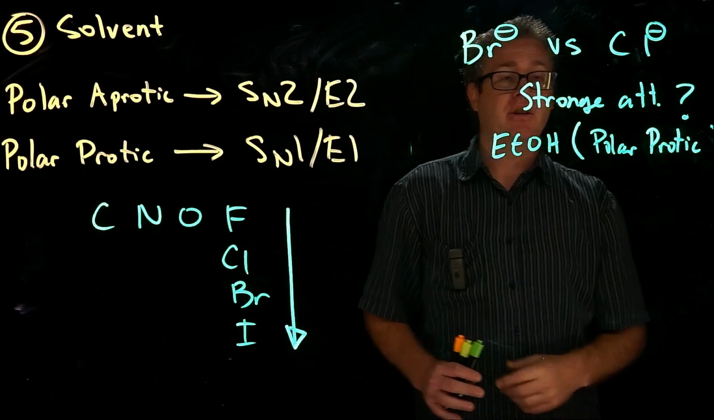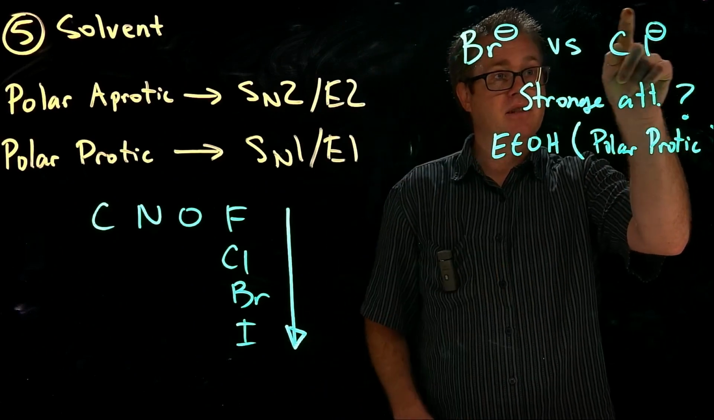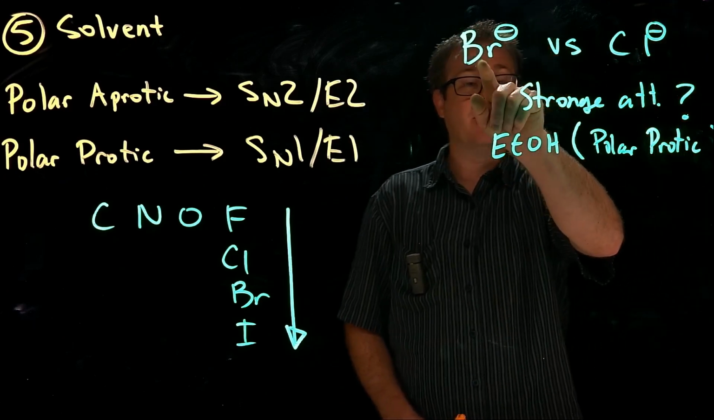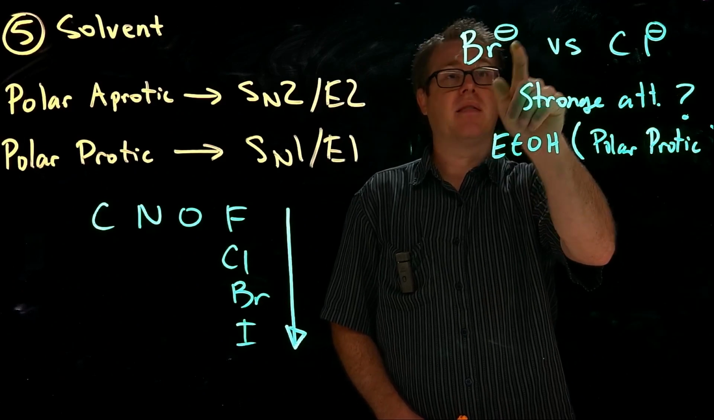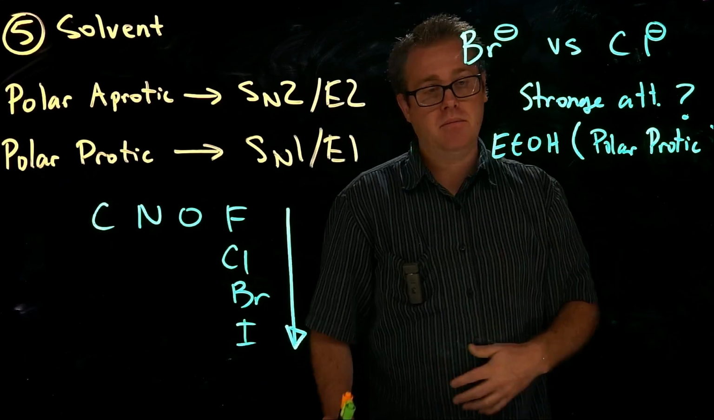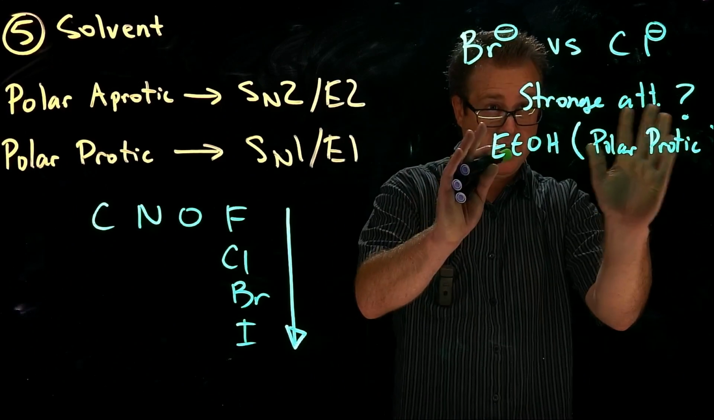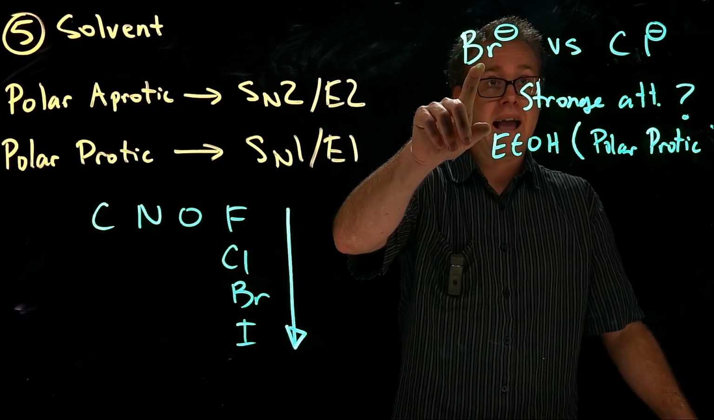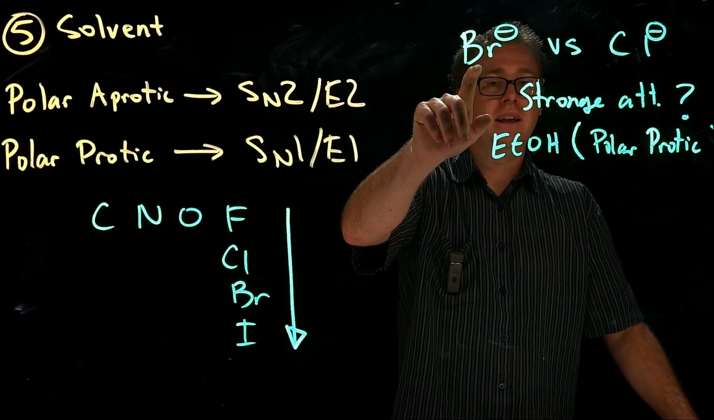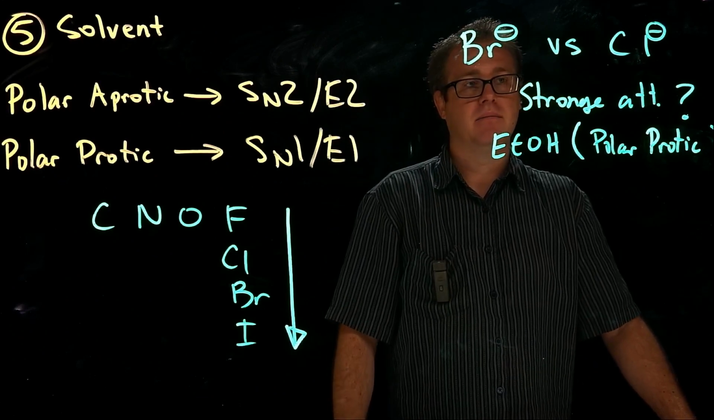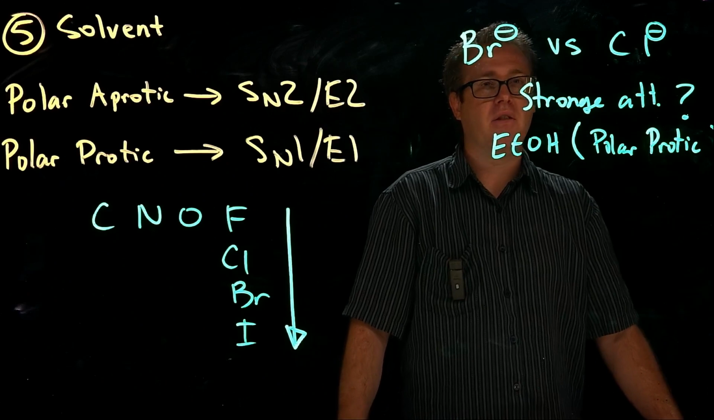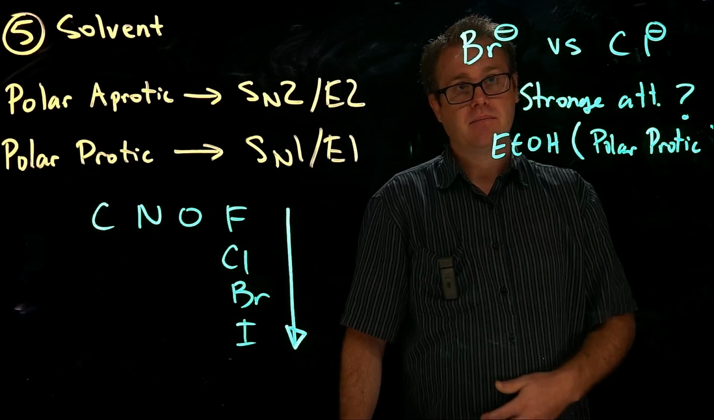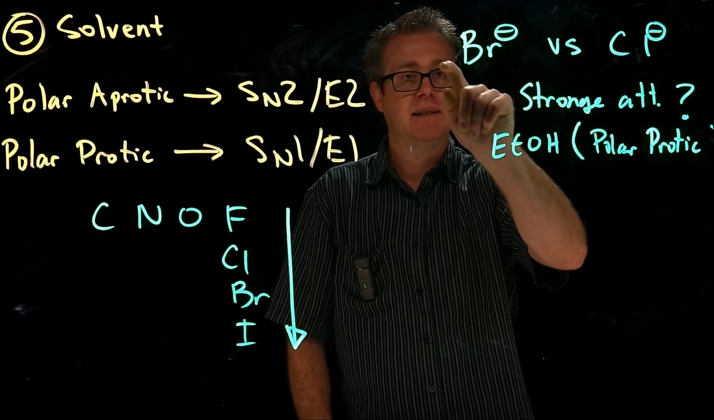So what is that going to do to the energy between these two? If this is more solvated, it's going to lower its energy more so than the bromide. And so that's going to make the bromide the least stable in this situation. And so the bromide is going to be the most reactive of the two. So it's going to be the stronger attacking species. Do you see how the solvent has flipped those? So in aprotic, this guy's going to be the stronger attacking species.